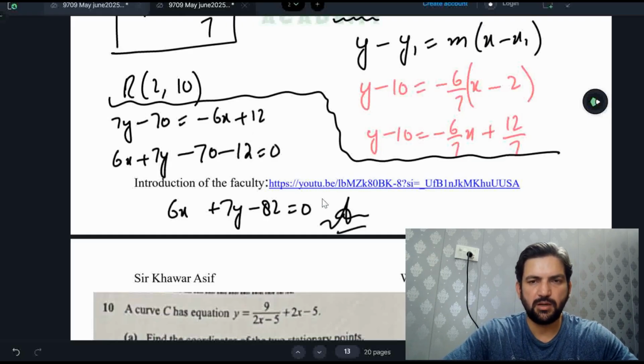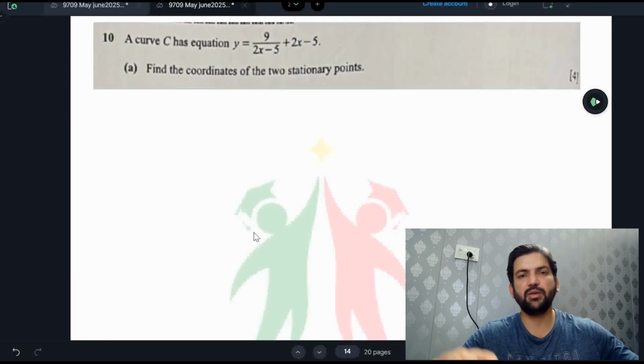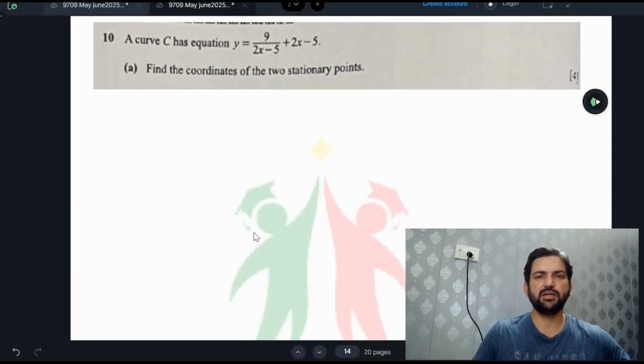Let's move to question number 10. A curve has equation this. Find the coordinates of the two stationary points. Now how to find the coordinates of the two stationary points? A curve has equation this. Find the coordinates of two stationary points.